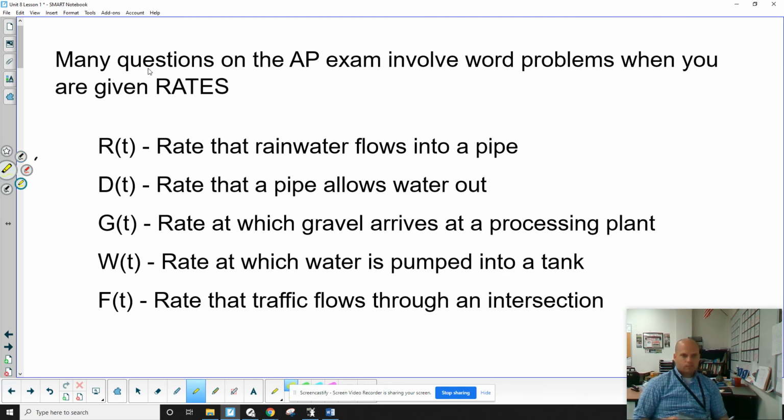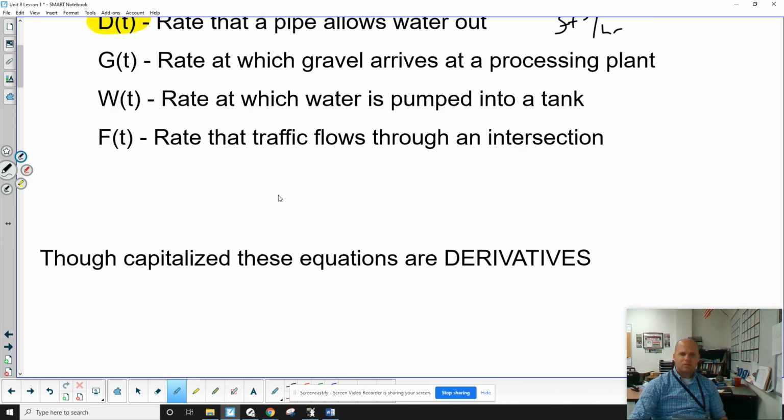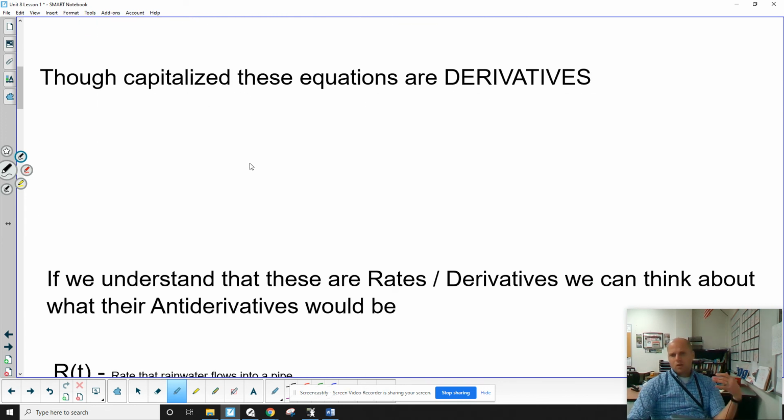Rates. Rate that water flows into the pipe. Rate that the pipe allows water out. In what type of units? Cubic feet per hour. That's a velocity. That's a derivative. Rates are derivatives.